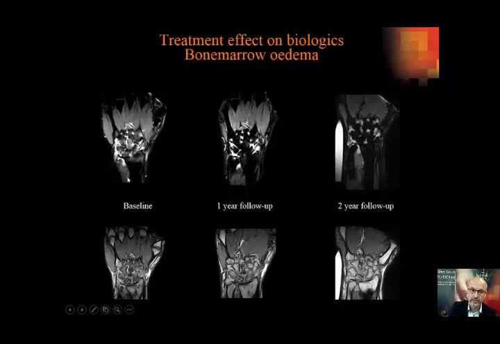Whereas the bone marrow edema seems to be more fluctuant, but again note that it actually takes a lot of time for the bone marrow edema to fully disappear. This could be due to the fact that bone marrow edema is not only due to inflammation, but also due to a repair process.